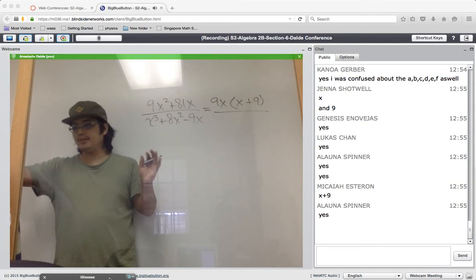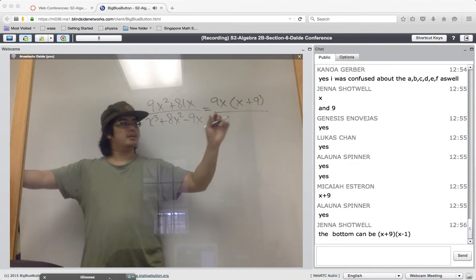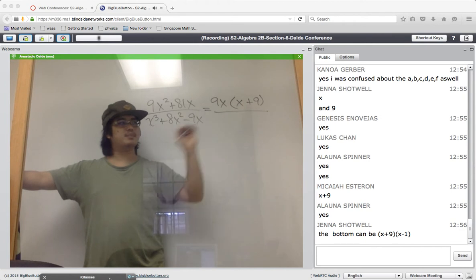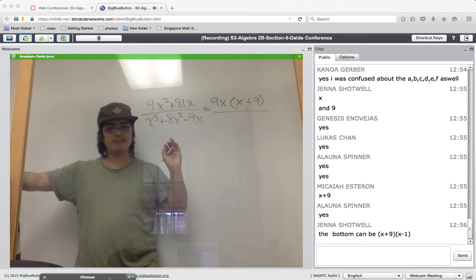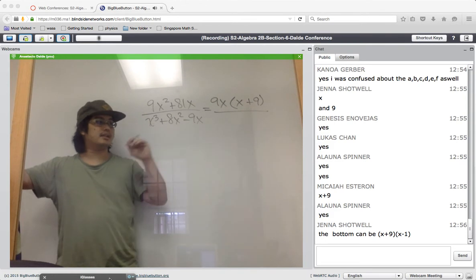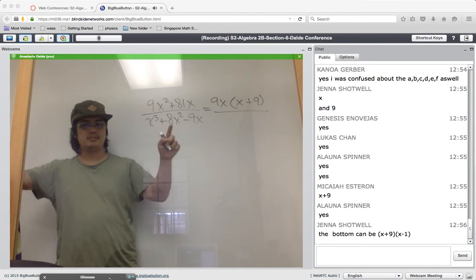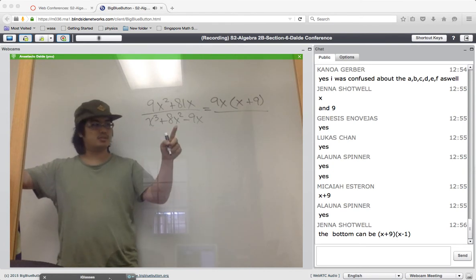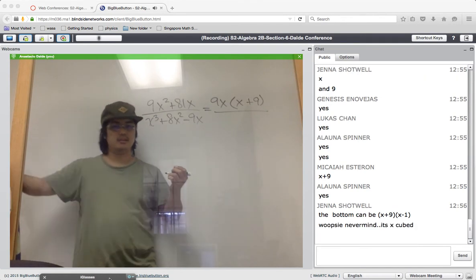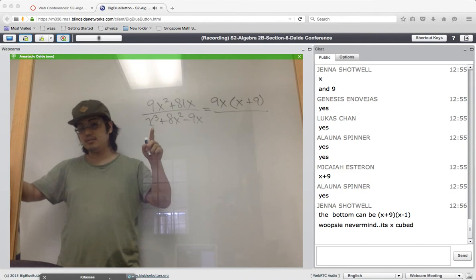I have a feeling that the bottom is going to have an x downstairs, or an x plus 9, or a 9. I have a feeling, because the goal is I'm trying to cancel these things out. So hopefully it has something like that. Well, first of all, I can pull out an x out of the bottom. There's an x cubed here, there's 2 of them here, and there's 1 here. I can pull out at least an x out of the bottom. Got it? Right, this is x cubed, remember?